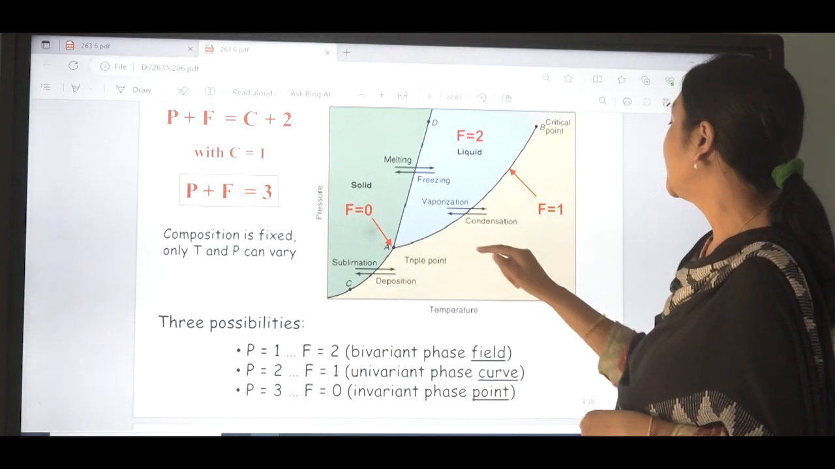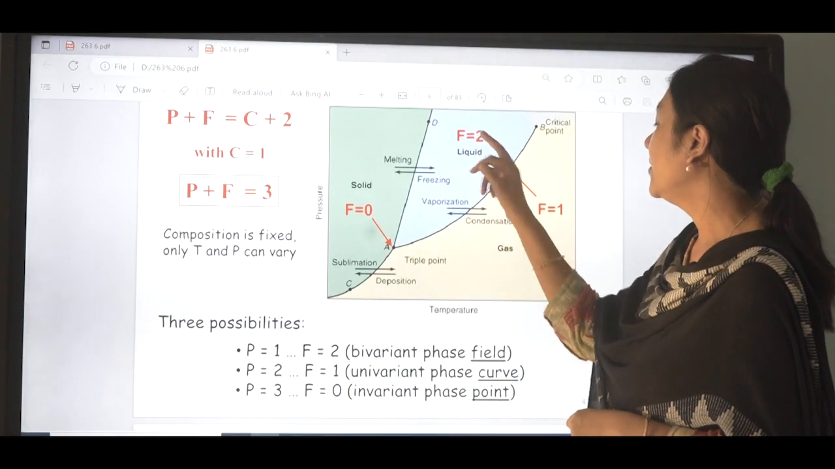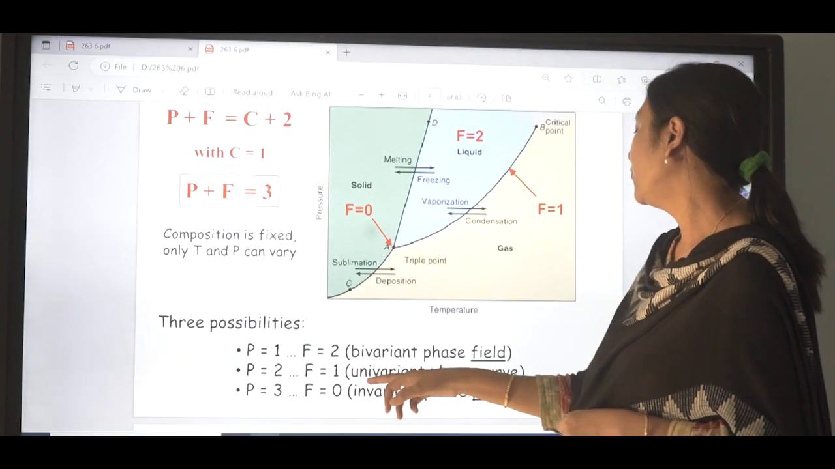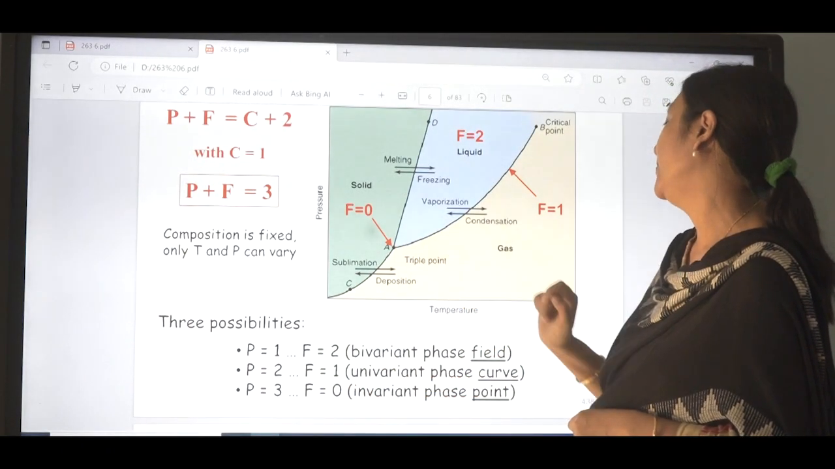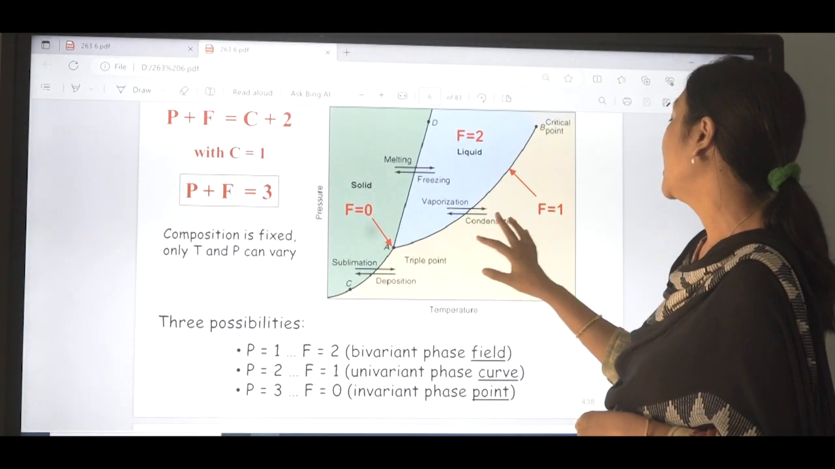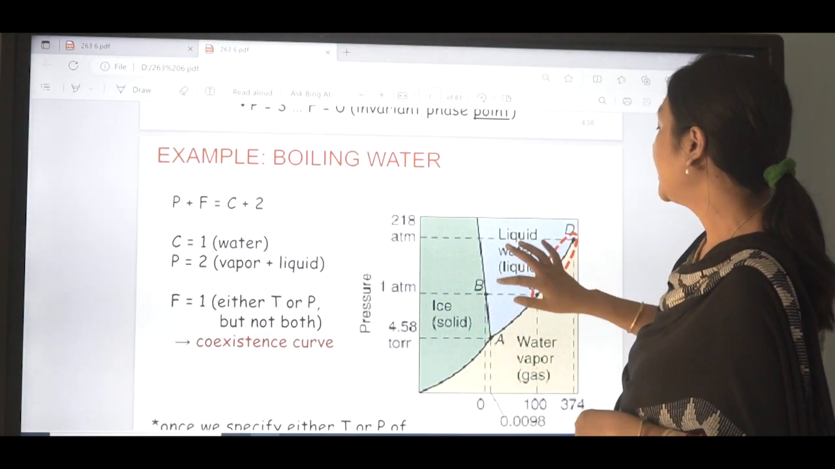Suppose in the curves AB, AC, AD, the degree of freedom will be 1, and the degree of freedom will be 0 at a point. Along the curve, the degree of freedom will be 1, and along the area, the degree of freedom will be 2.